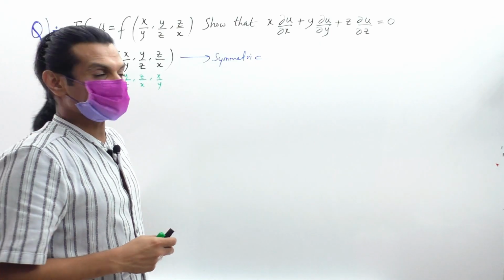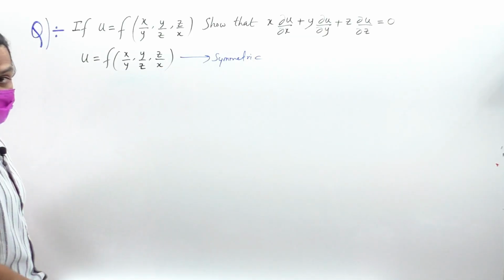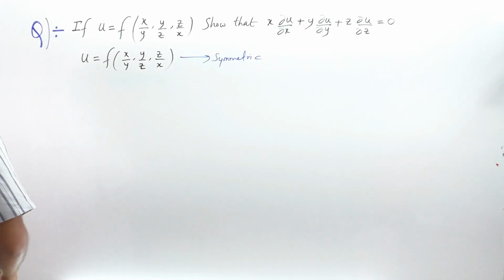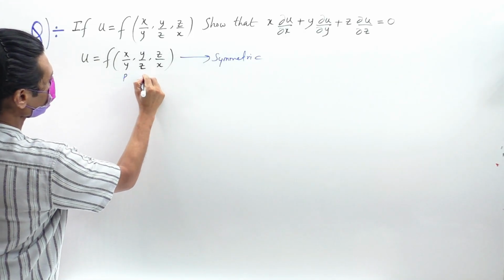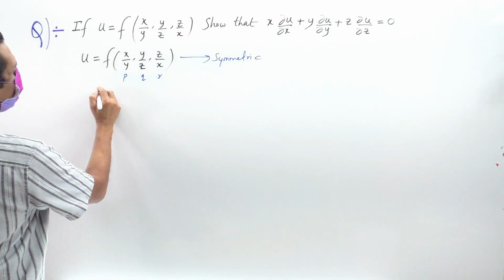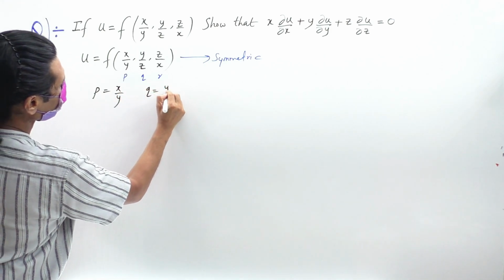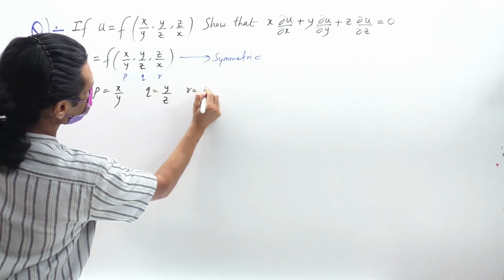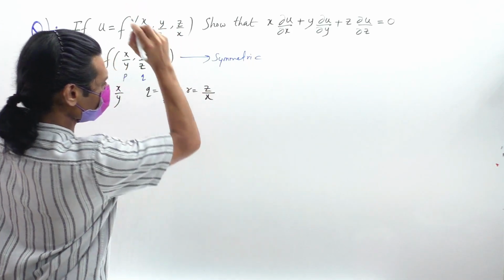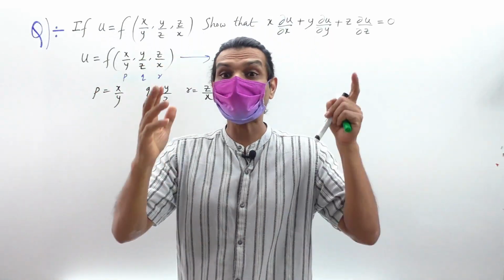Let's solve this now. How to solve this? We will be using the chain rule here. This is a composite function, so we will make it composite and follow the chain rule. I will write this as P, this is Q, and this is R. So we have P equal to x by y, Q equal to y by z, and R equal to z by x.